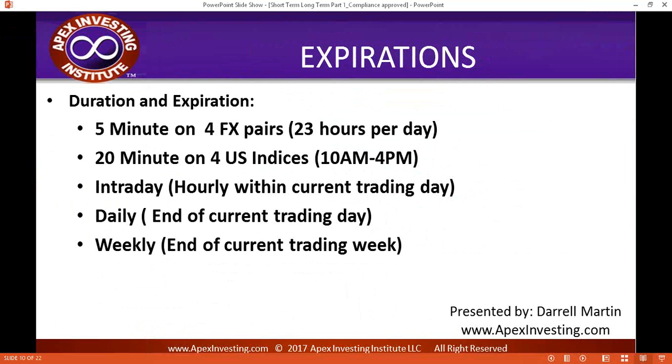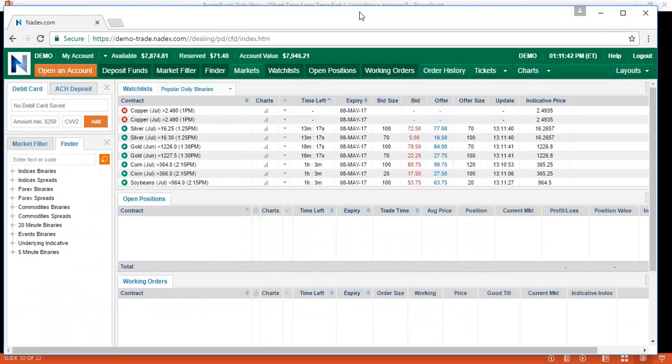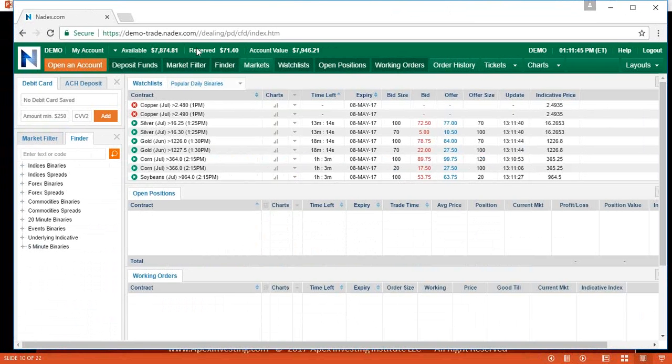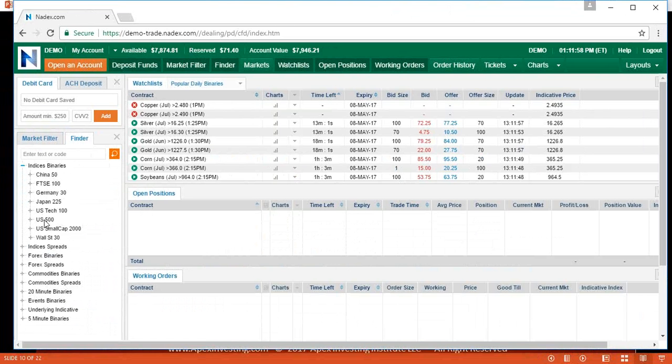Let's go over the platform and talk about some expirations. Let's do a little basics review of what you can trade. If we hop over to the Nadex demo platform, you see indice binaries and indice spreads. These are stock indices. Down here, these bottom four, US Tech 100, US 500, Small Cap, and Wall Street, are the four major US indices: the NASDAQ, the S&P, the Russell, and the Dow. You've also got international indices here: China 50, the London FTSE, the German DAX, and the Nikkei. So you've got different stock indices that you can trade derivative binaries on.